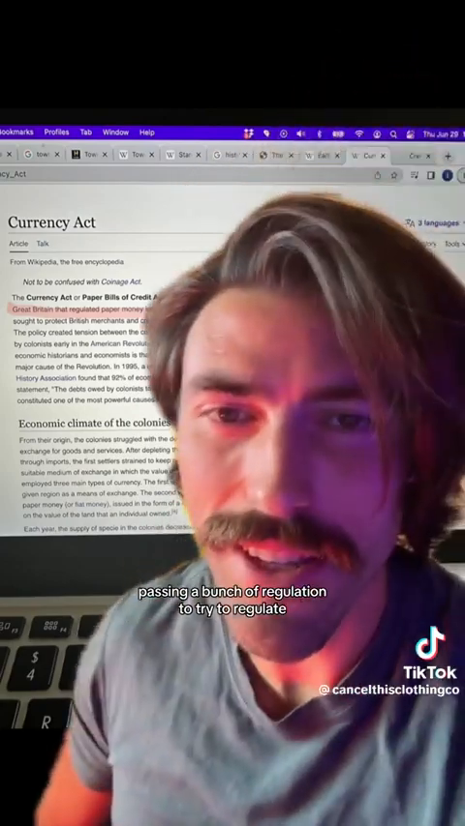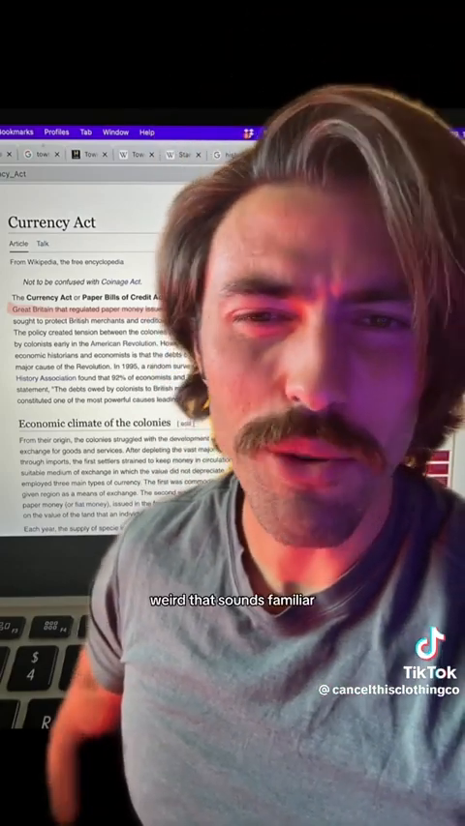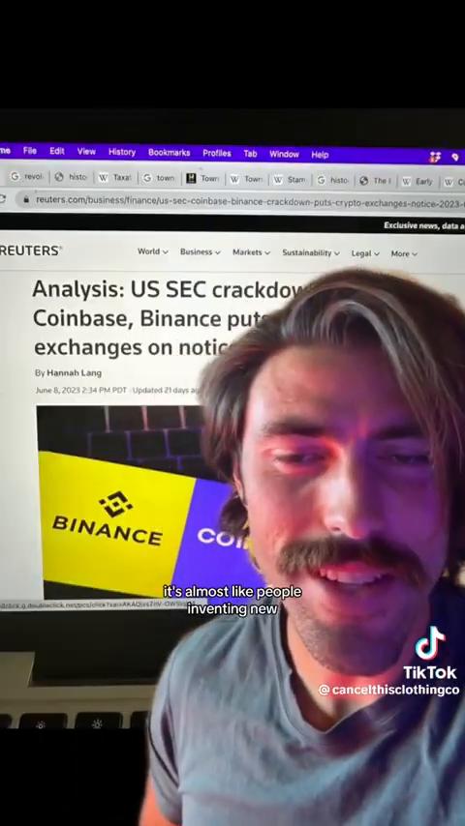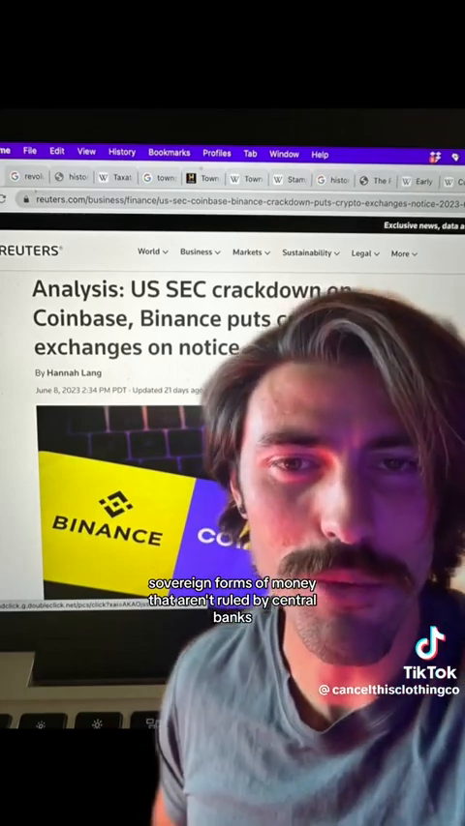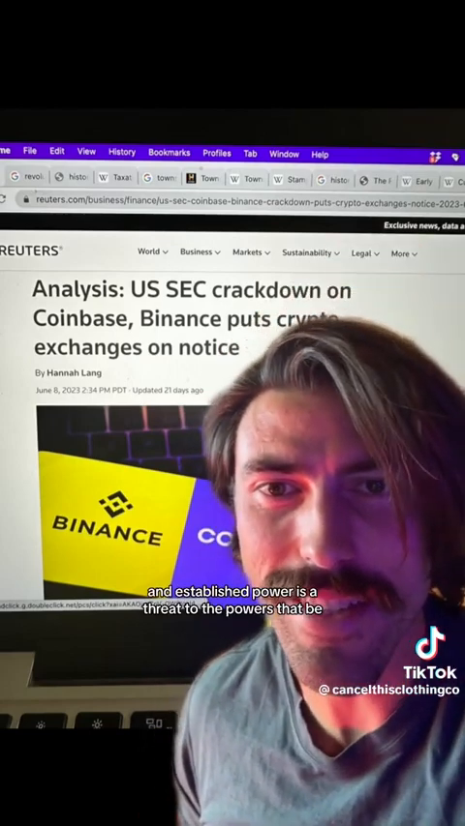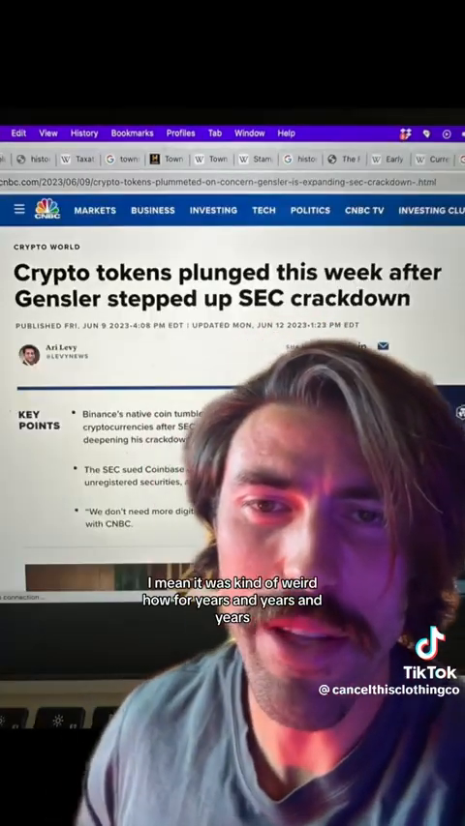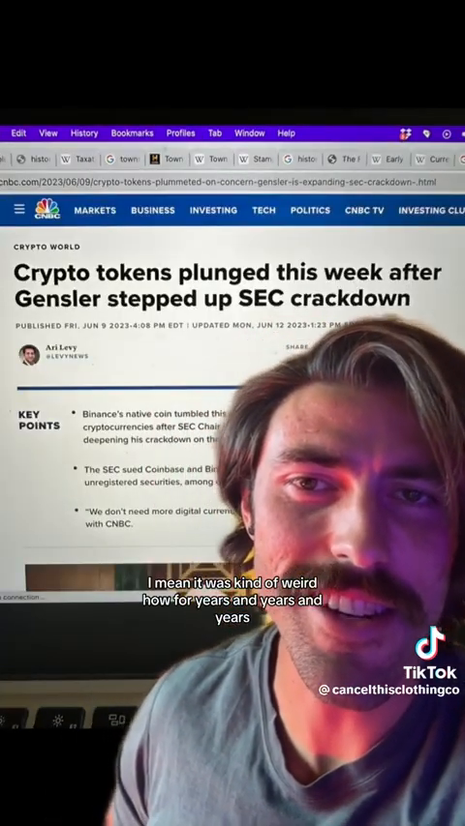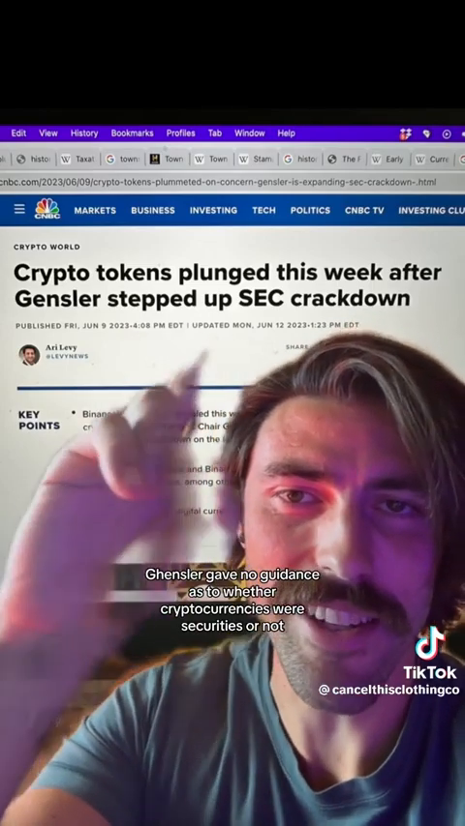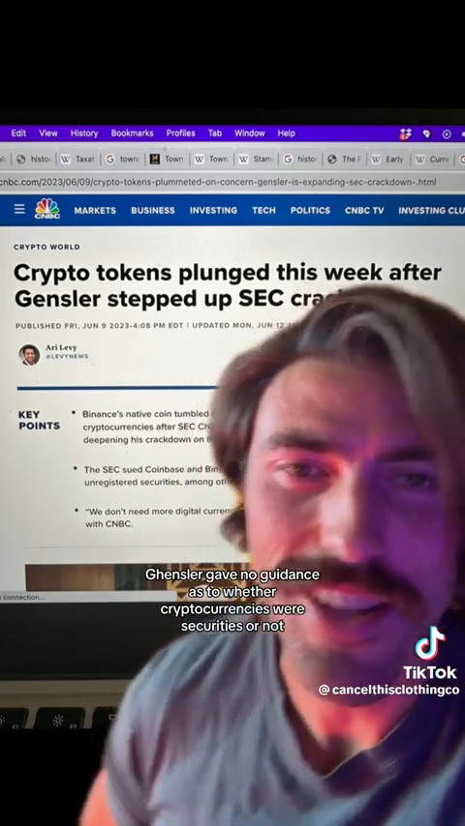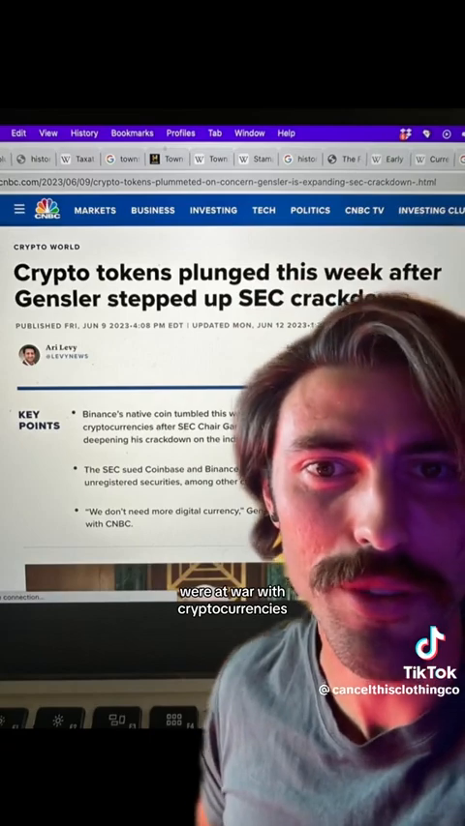And while I was researching this, I kept on thinking like, the incumbent established governmental powers passing a bunch of regulation to try to regulate new currencies invented by the people? Weird, that sounds familiar. It's almost like people inventing new sovereign forms of money that aren't ruled by central banks and established power is a threat to the powers that be. I mean, it was kind of weird how for years and years and years, the SEC and Mr. Gensler gave no guidance as to whether cryptocurrencies were securities or not and whether or not they would be regulated. And then all of a sudden we're at war with cryptocurrencies.